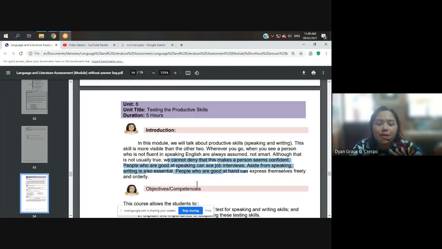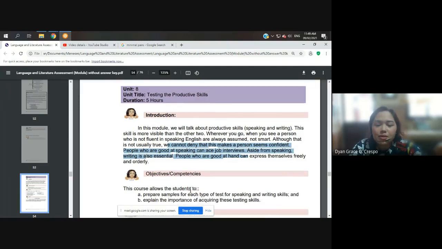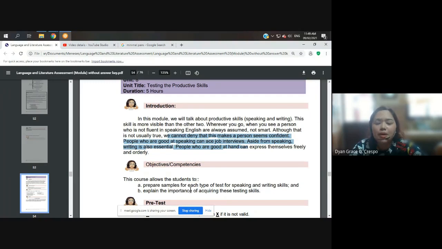People who are good at speaking can ace job interviews, of course. Aside from speaking, writing is also essential. People who are good at writing by hand can express themselves freely and orderly.